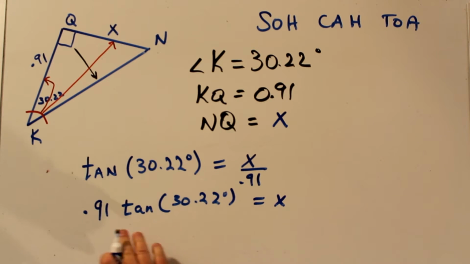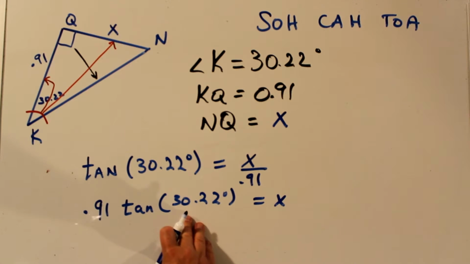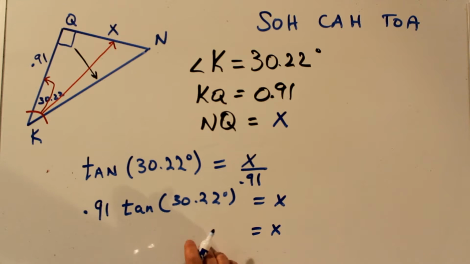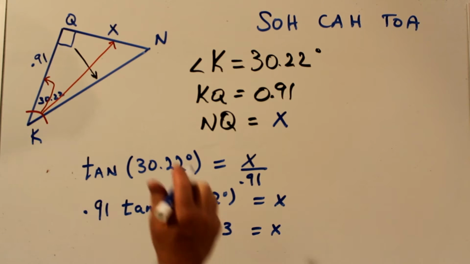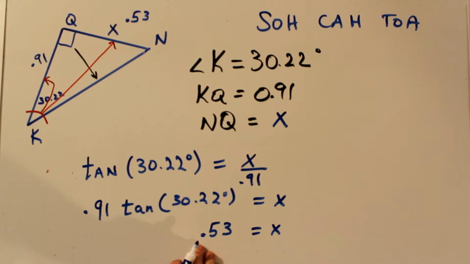And now we can just type this into our calculator. 0.91 times tangent 30.22 equals 0.5301. We can call that 0.53. So X is 0.53, and we use the tangent to find it.